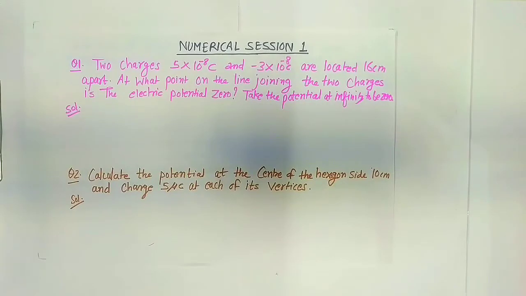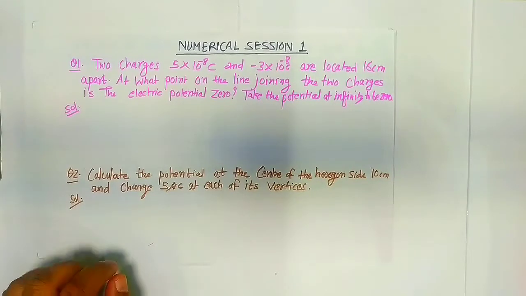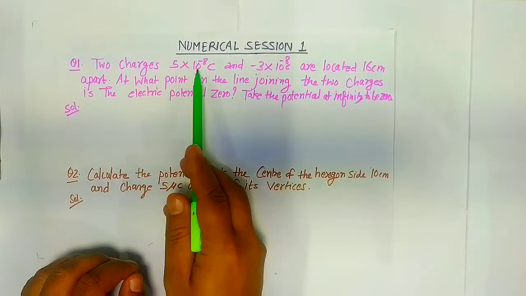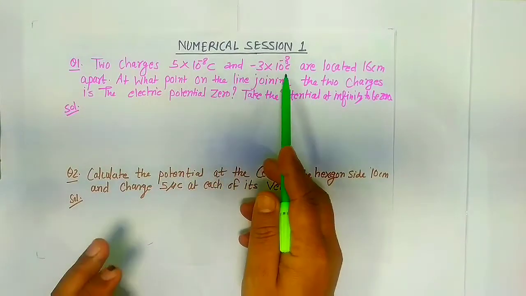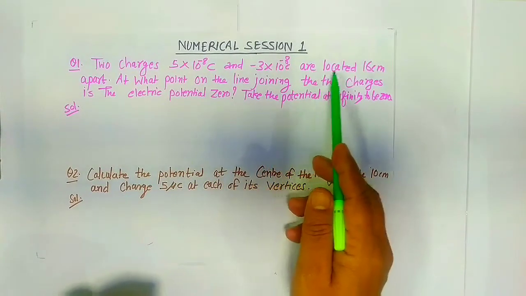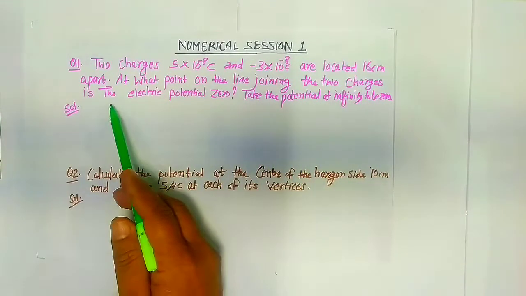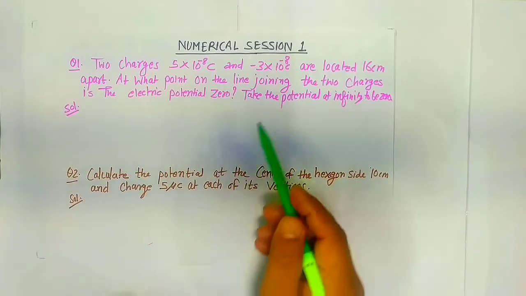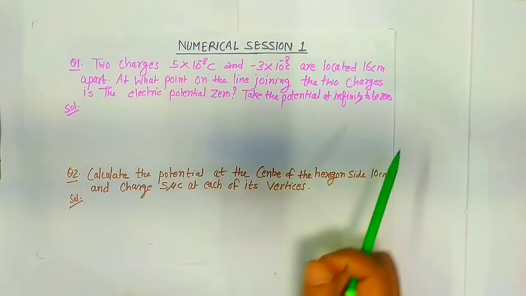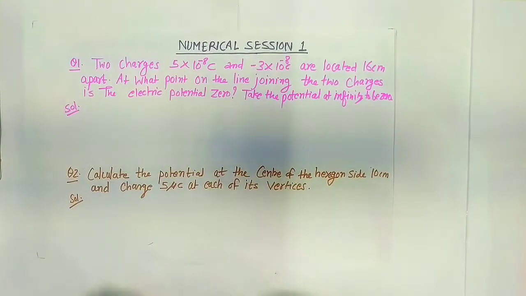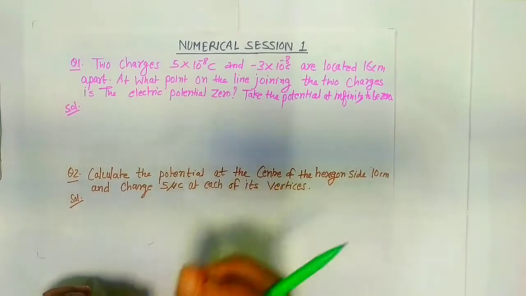Students, today in electrostatic potential and capacitance we will discuss some numericals based on electrostatic potentials. So the first numerical is given here. Two charges, 5 into 10 to the power minus 8 coulomb and minus 3 into 10 to the power minus 8 coulomb, are located 16 centimeter apart. At what point on the line joining the two charges is the electric potential zero? Take the potential at infinity to be 0. So we have to calculate the position from the charge.